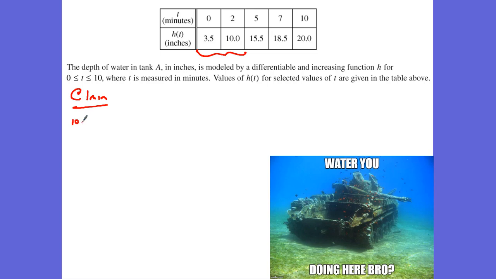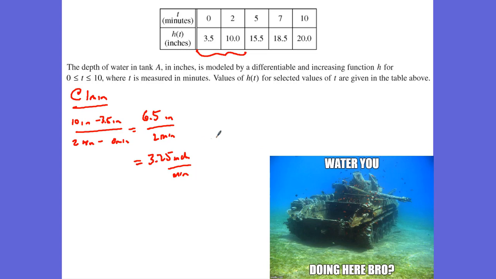So I have 10 inches minus 3.5 inches over 2 minutes minus 0 minutes. And so I have 10 minus 3.5. That's going to be 6.5 inches per 2 minutes, which ends up becoming 3.25 inches per minute. That's the rate of change at 1 minute on average.